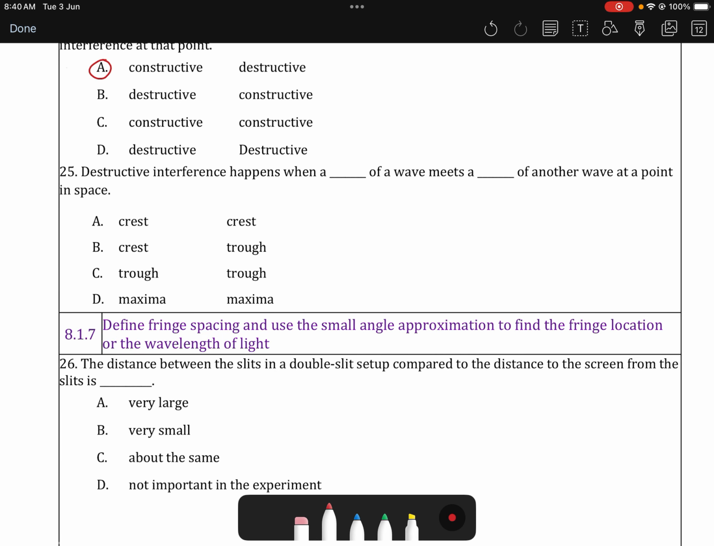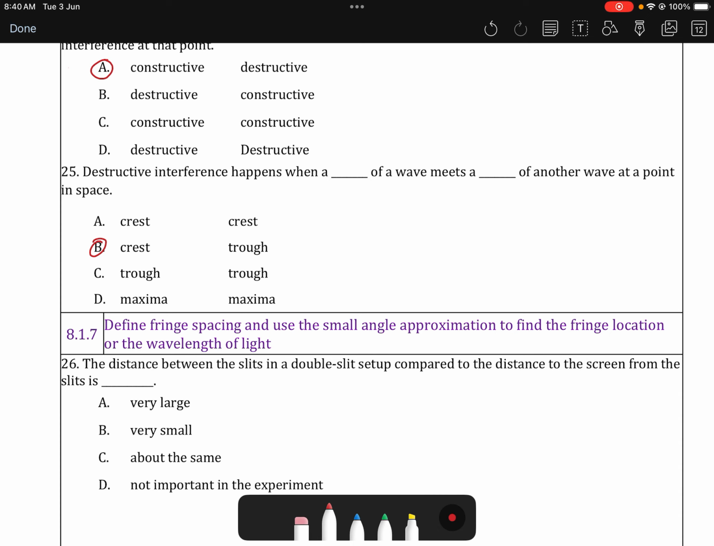Okay. Destructive interference happens when a crest of a wave meets a trough. To have destructive interference, it should be crest and trough, or trough and crest, of course. So, B.